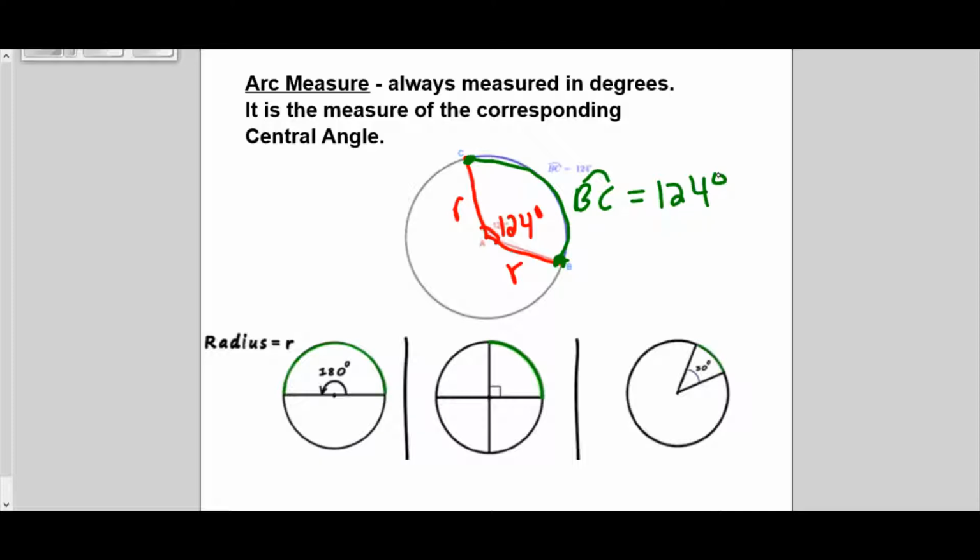Three more examples down here: this half a circle has a measure of 180. So this arc measure would be 180. In this next example, this has a measure of 90. So this arc measure here would be 90. In this example, the measure of this angle here is 30. So the measure of that arc is 30. So that's how you find arc measure. It's just going to be the measure of that central angle.